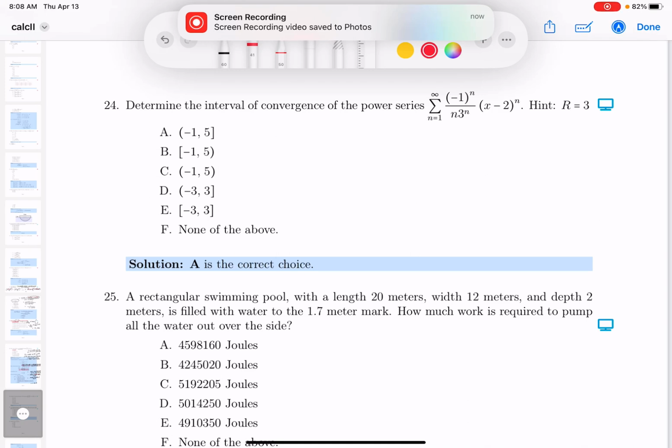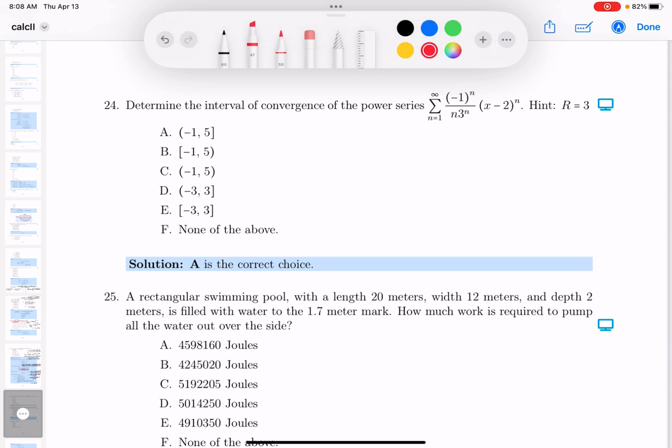Okay, so for number 24, they're giving me a series, and they say hint that the radius is 3, and we know the center's at 2. So what I want to do is just draw a little picture of a line. The center's at 2. How do I know that? X minus 2 is 0. And I got to go 3 units to the right and left. So I'm going to say over here, this would be 5. And what's over here? This would be minus 1. So I know X is between minus 1 and 5.